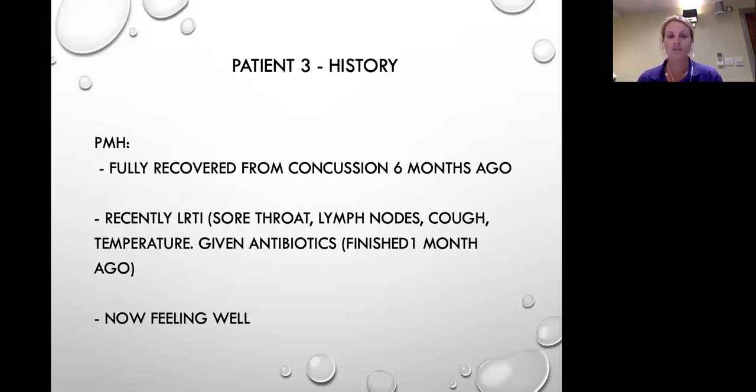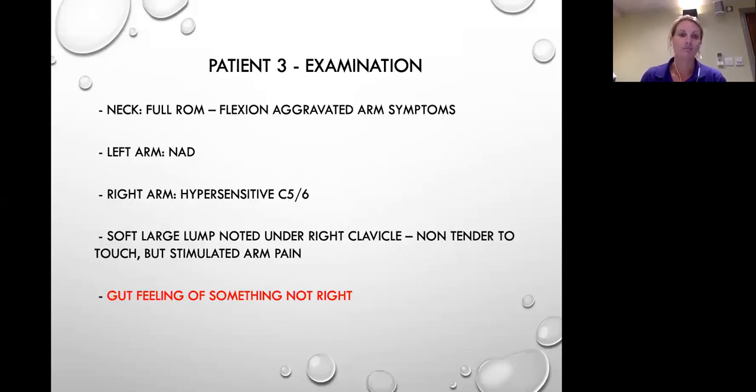So in terms of his past medical history, I already knew about his concussion, but I also had access to his GP notes. And looking through those notes, I could see he'd recently had a lower respiratory tract infection where he'd had a bit of a cough, bit of a fever, sore throat, some raised lymph nodes. And that was around 1 month ago. And the GP had seen them, given some antibiotics, and he'd got better. Everything had settled, and he now felt completely well.